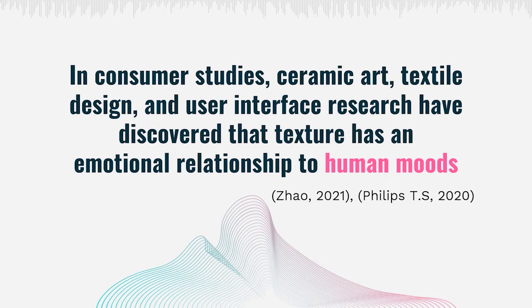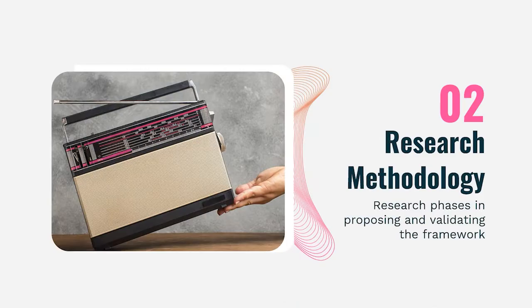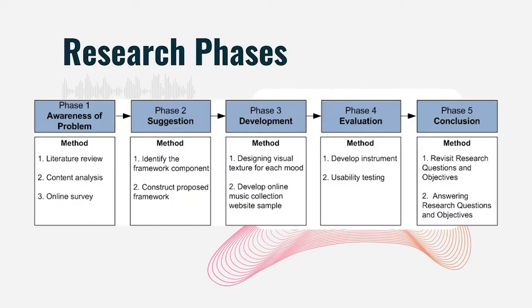Okay, so let's move to the next section, that is the research methodology. In this section, I will explain the stages of research phases in proposing and validating the framework. These phases are adapted from the design science research method. They have five phases. Phase 1 is awareness of problem. Phase 2, suggestion. Phase 3, development. Phase 4, evaluation. And Phase 5, conclusion.